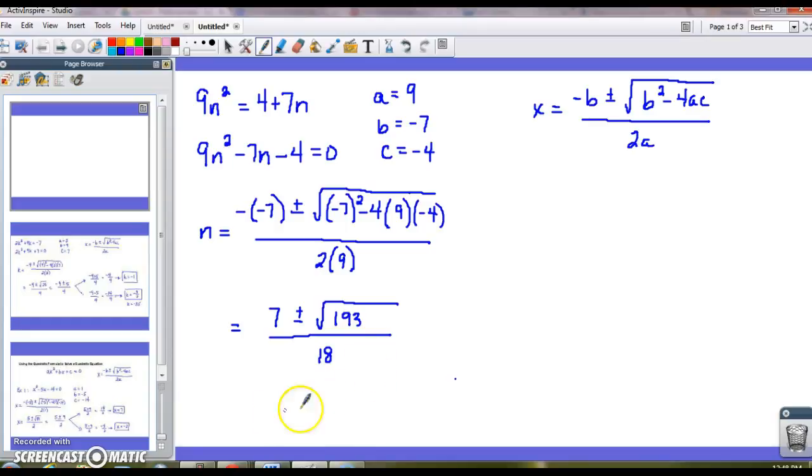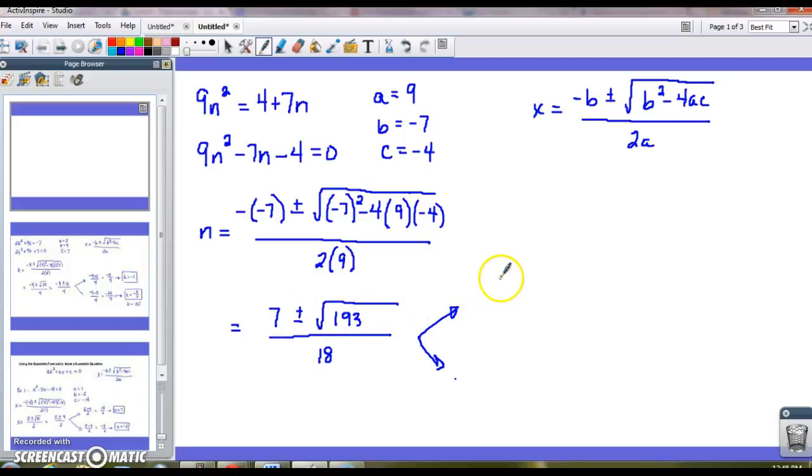Now, I cannot simplify the square root of 193. It's not a perfect square. There's nothing that goes into it that's going to help me out at all. So I'm not going to simplify the square root of 193 in any way. So here are my two solutions.